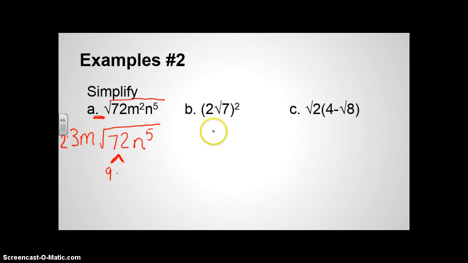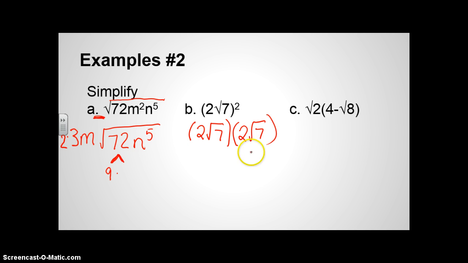All right, looking at B, we have 2 times the square root of 7 squared. So what that means is 2 times the square root of 7 times 2 times the square root of 7. When we go to solve this problem, again, we're going to look at this and combine like terms and maybe factor things out after we've combined like terms.